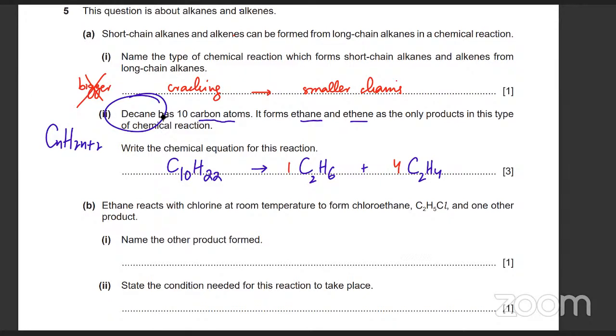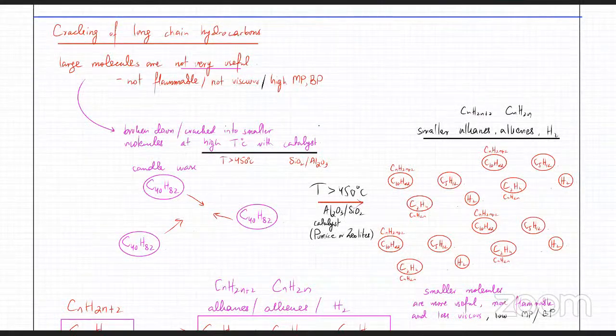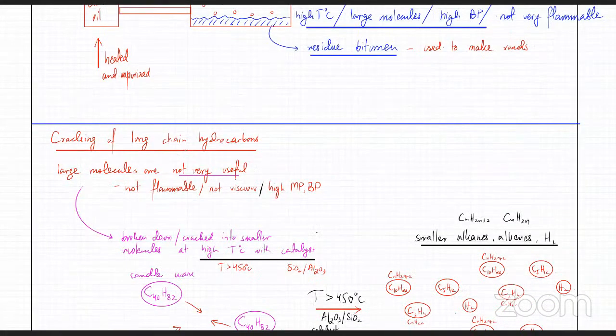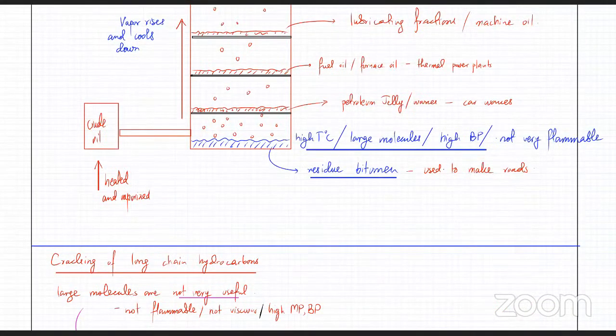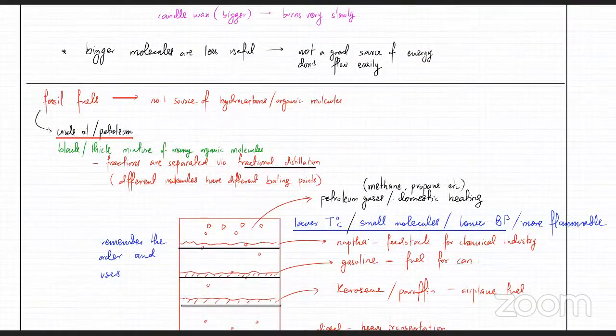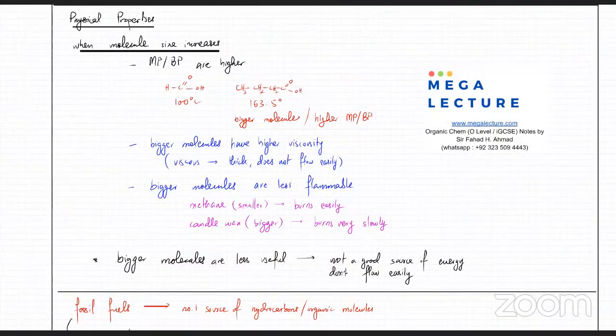Now, ethane reacts with chlorine at room temperature and one other product is formed. So for alkanes, there's only one reaction, and that's this one. What's the alkanes reaction? If I go back to the alkanes, this comes next. Just a second.